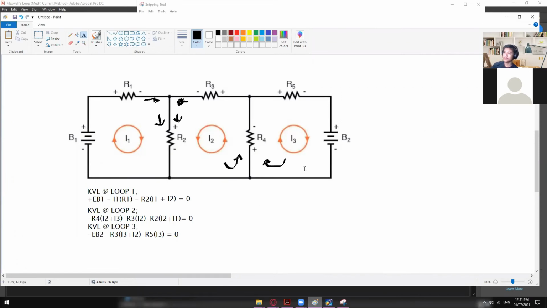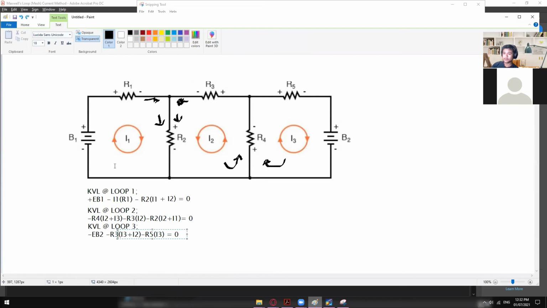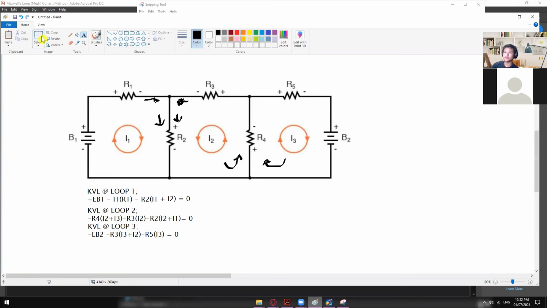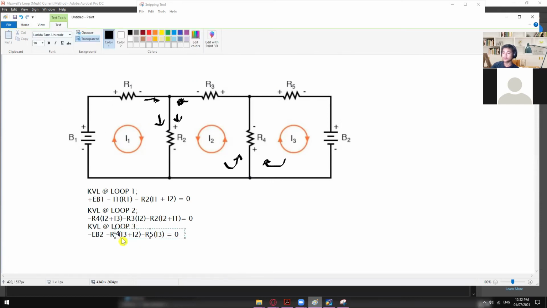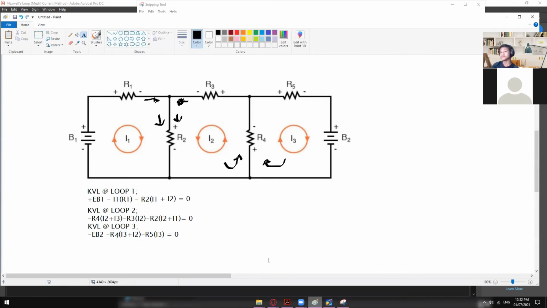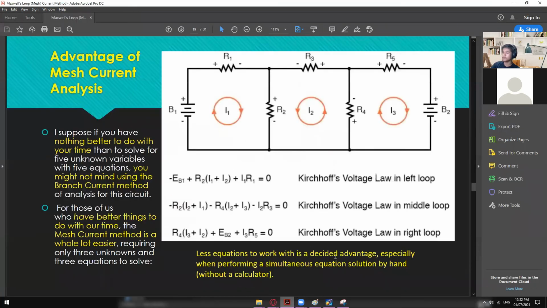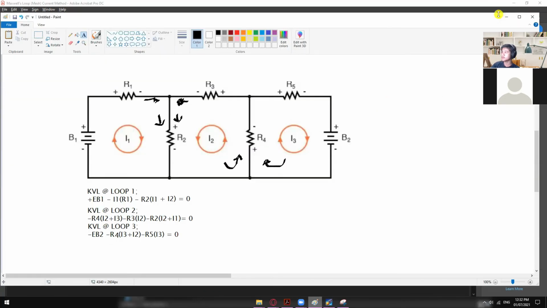So from here, going here on the R4, mali pala to, hindi pala siya R3. So let me just remove this one. It should be R4. There you go. Okay, R4 times I3 plus I2, and then negative R5 times I3. Okay, so let us now try to compare if we have the same result.